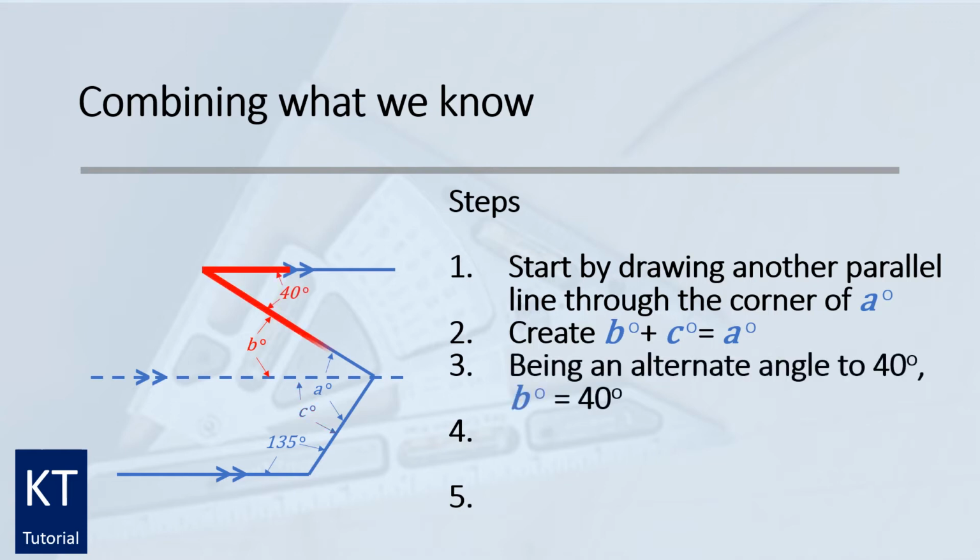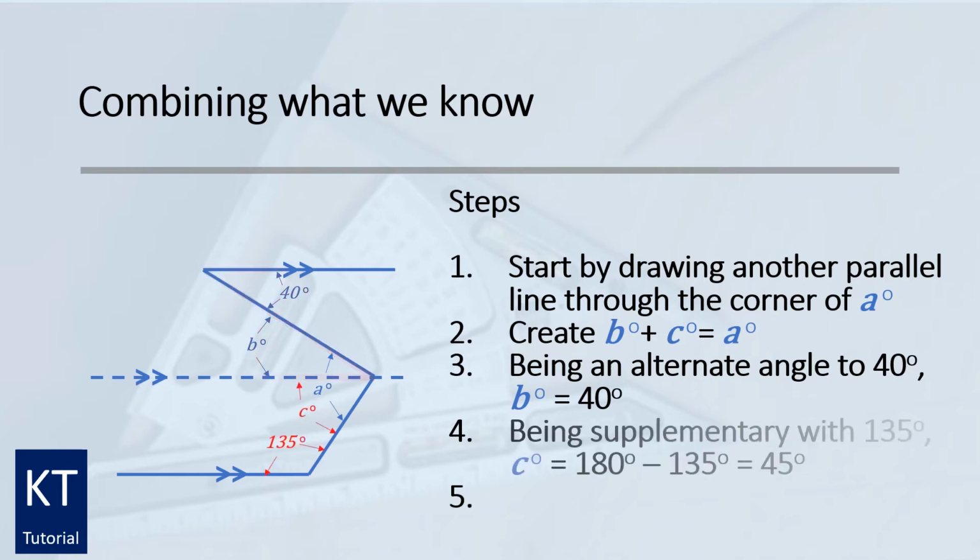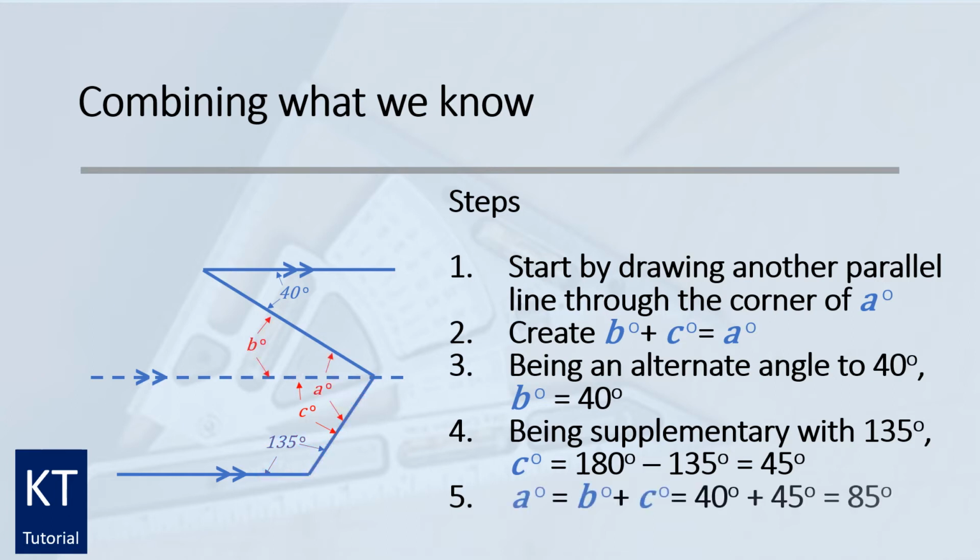Being an alternate angle to 40 degrees, the angle of B is 40 degrees. Being supplementary with 135 degrees, the angle of C is 180 degrees minus 135 degrees, which equals 45 degrees. To get to angle A, all you need to do is to sum angles B and C to arrive at the outcome of 85 degrees.